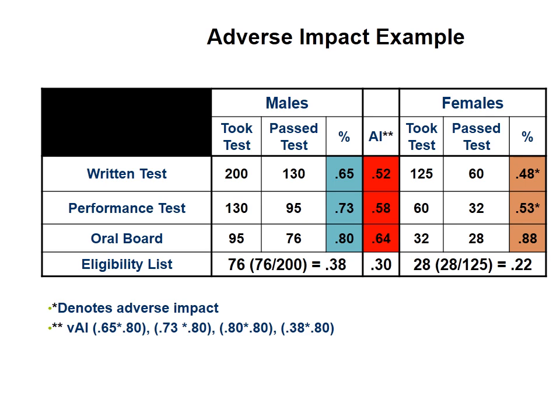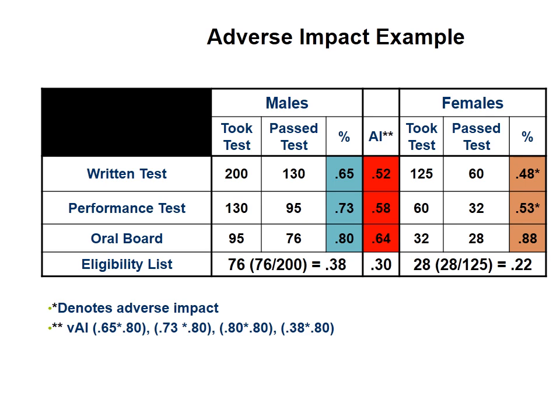Now, the performance test, the second line, again just looking at males. 130 took it, 95 passed it. 95 divided by 130 is 0.73. And again, the oral board, 95 took it, 76 passed. So again, 0.8, 80% passed. So in all three of these cases, the percentage of males that pass, in that blue bar, is 65%, 73%, and 80%. Now, taking a look over at the females who passed.